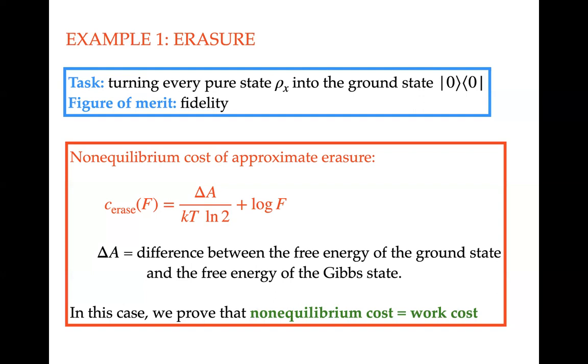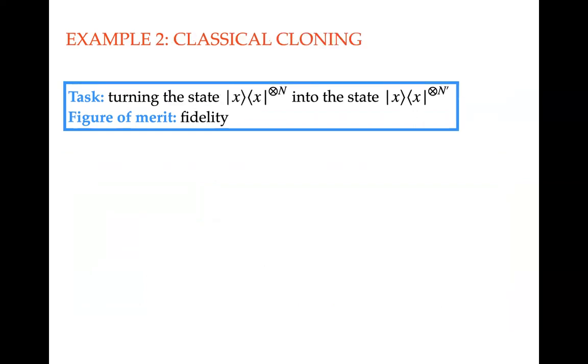So in this case it's the easiest and simplest case where we can compute the non-equilibrium cost, and the non-equilibrium cost coincides with the work cost. In general, this would be a lower bound.